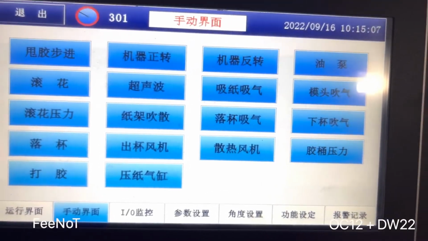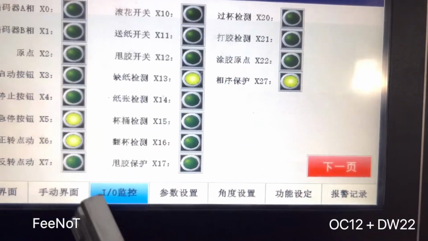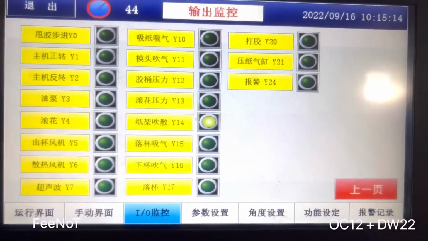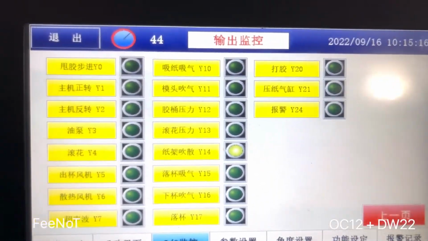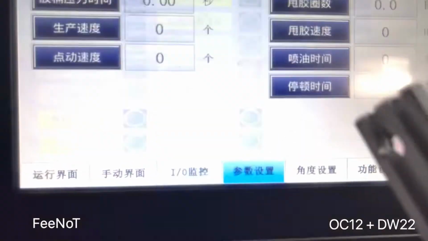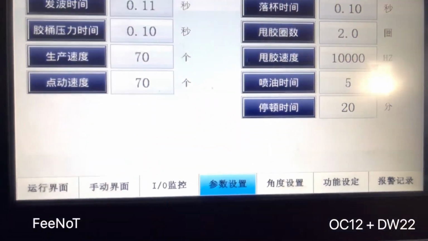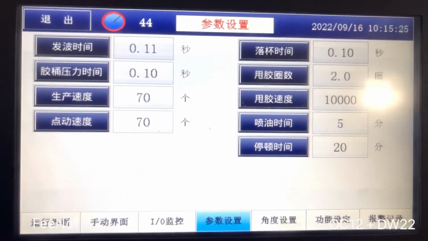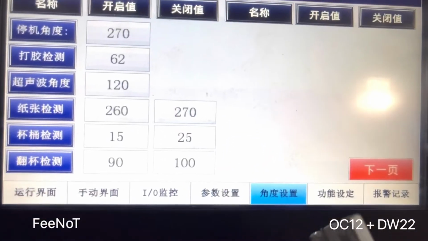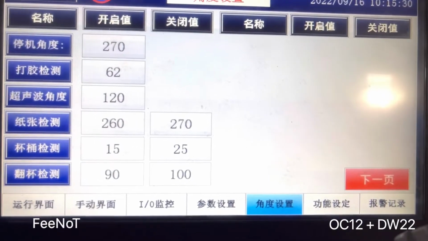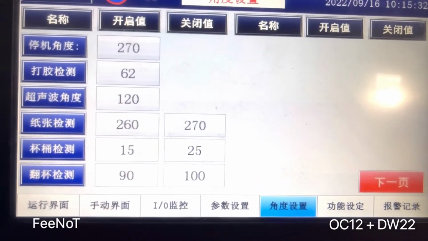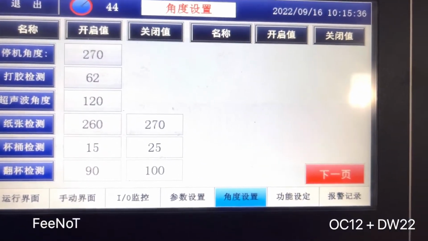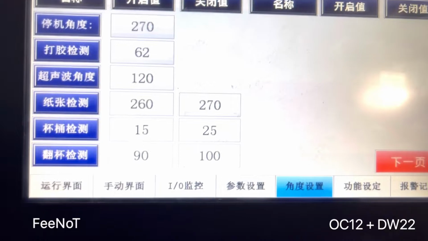And here is the manual page, and here is the IR page, and the next page. And here is the angle, and here is the parameter. And here is the angle, and here is the next page, and here is the next page for the angle 6.